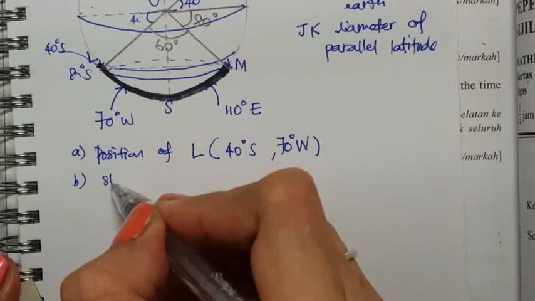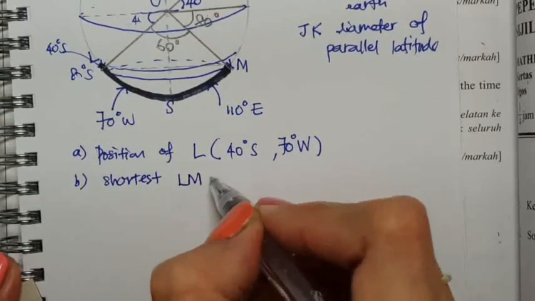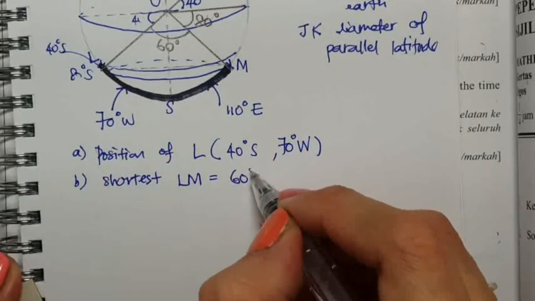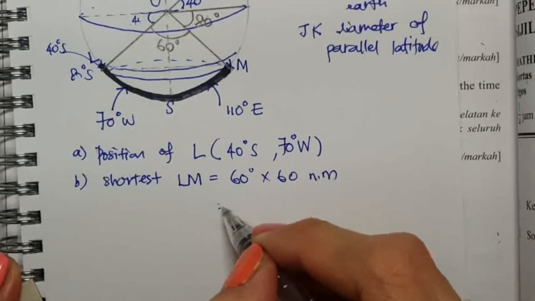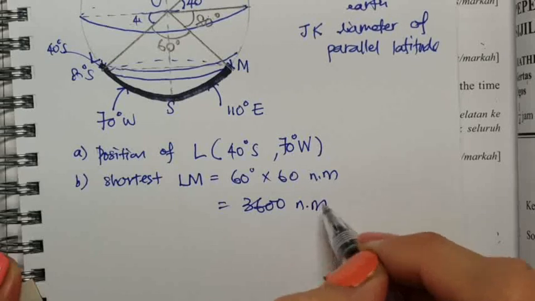The shortest distance between L and M will be along the great circle. So 60 degrees times 60 nautical miles. That will be 3,600 nautical miles.